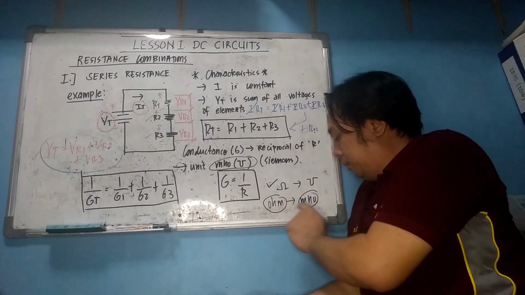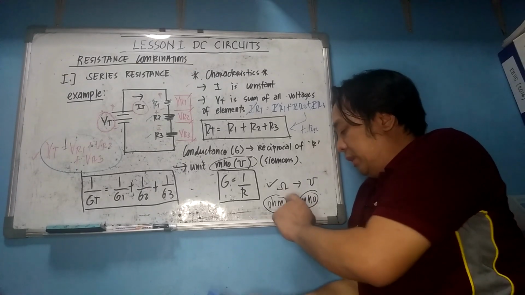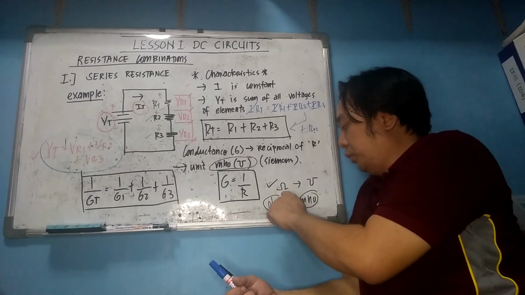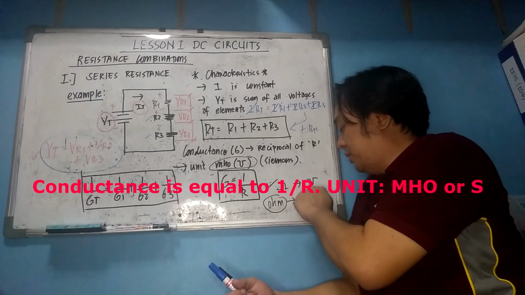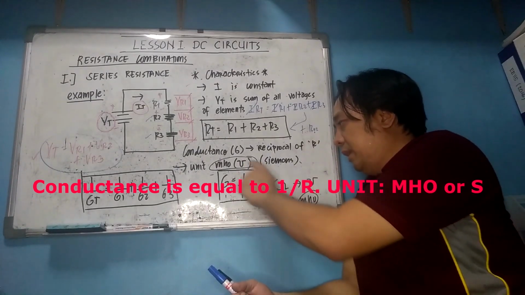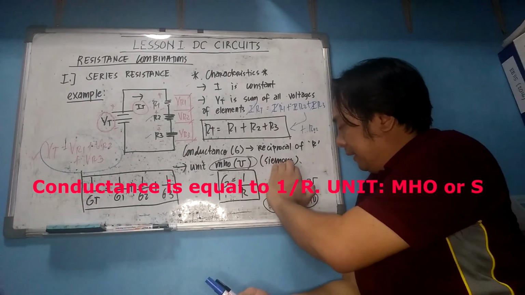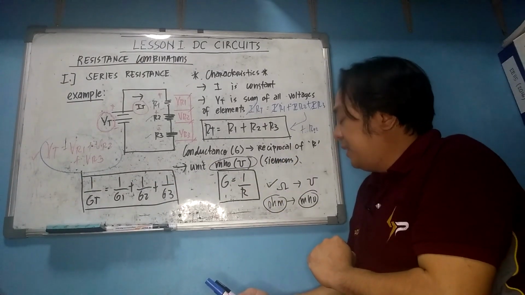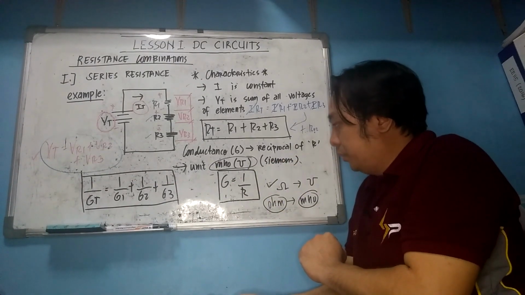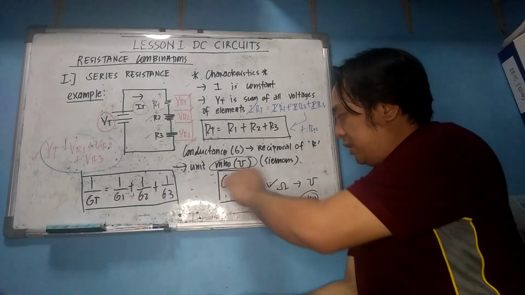Okay, so ohm is also mho. So this is the unit for resistance, ohm, and this is mho. Okay, accidentally, this is the right time to discuss this one. And it's also Siemens, in terms of unit. Okay, so G is equal to 1 over R.